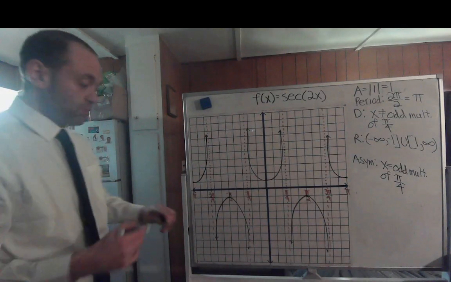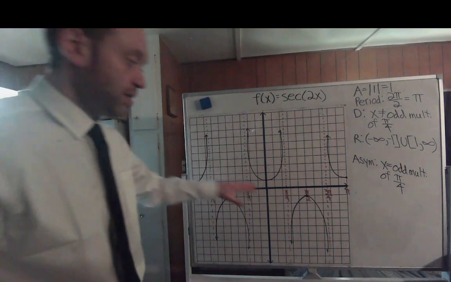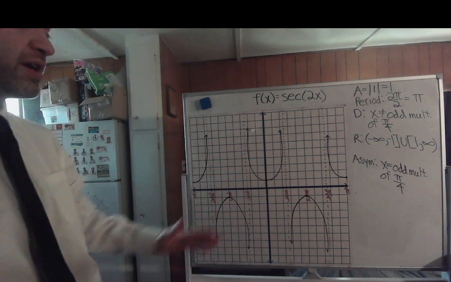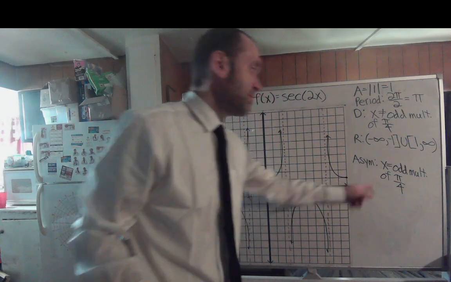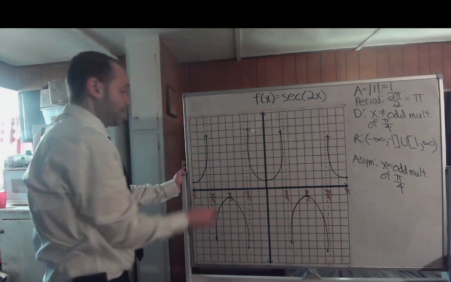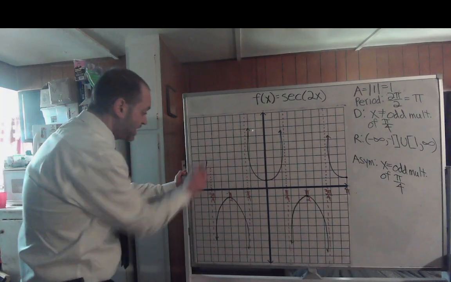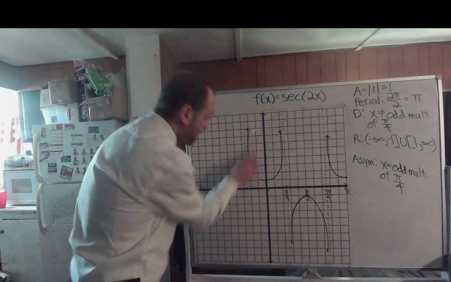So as you see, I'm going from negative pi to pi. Everything's finished. We have 2 periods here. Everything's finished in a period of pi, with your asymptotes this time at x equals odd multiples of pi over 4. Okay. And you knew it was coming. I have to do one with the cosecant. Of course I do.